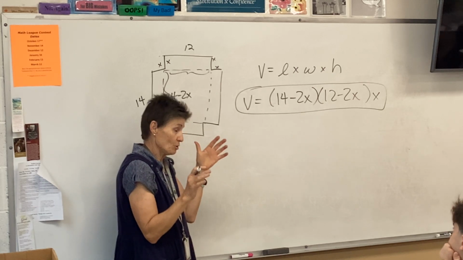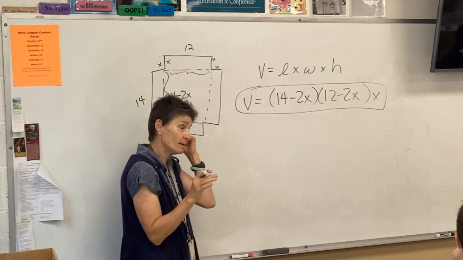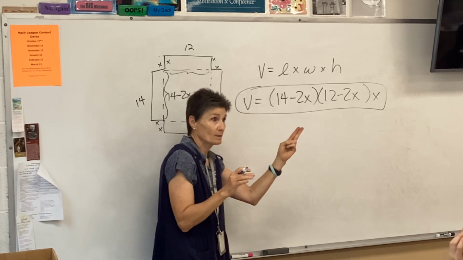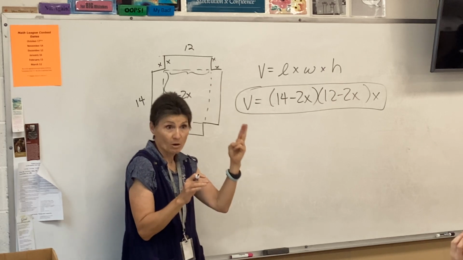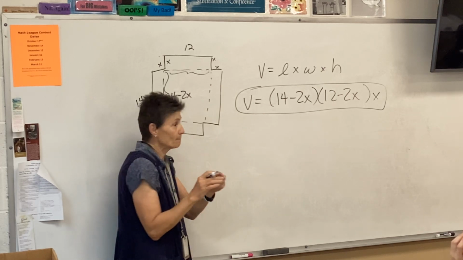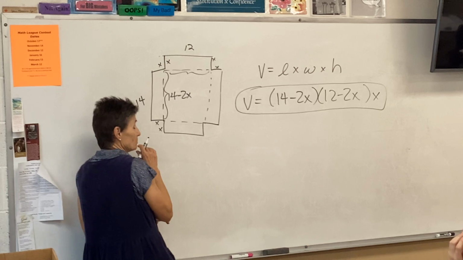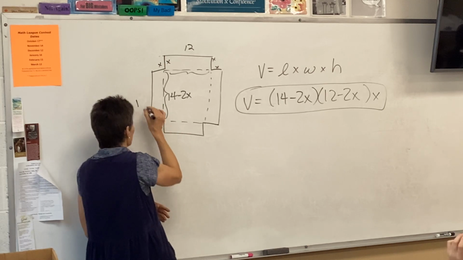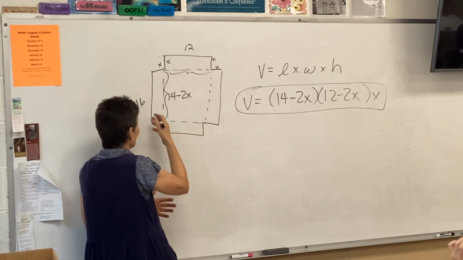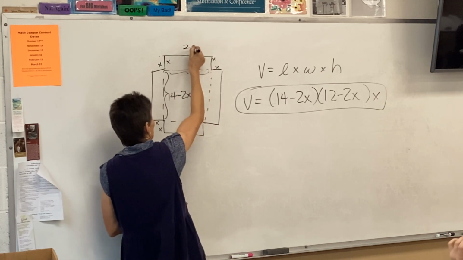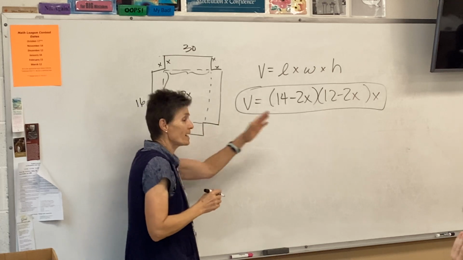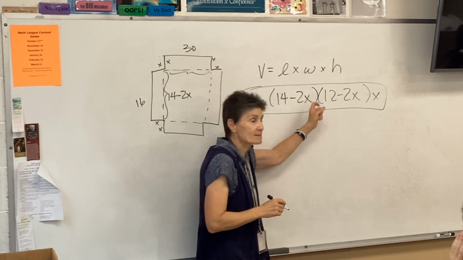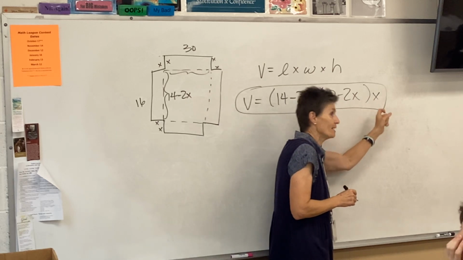Now I want you to listen to me. This is not only going to be a test question, it's going to be on the semester exam. Okay? So, let's talk about this for a second. What if the paper is going to be a different size, exactly the same problem? So what if the paper is 16 by 30? What is going to change in the equation? 16 minus 2x, 30 minus 2x, x.